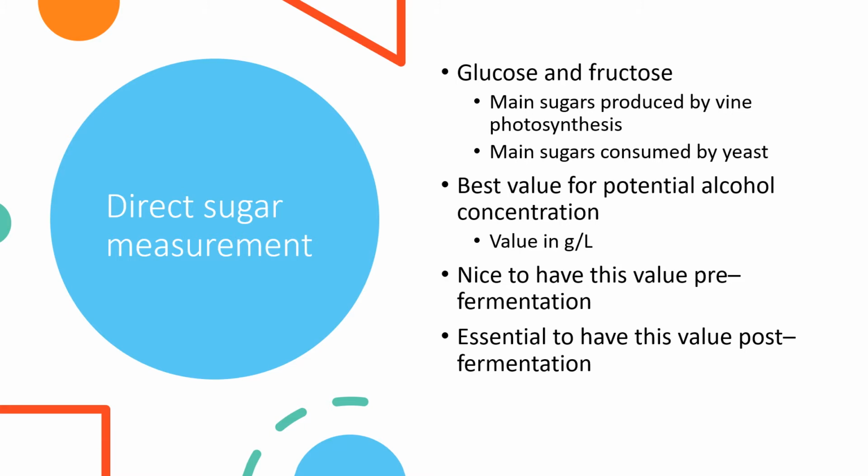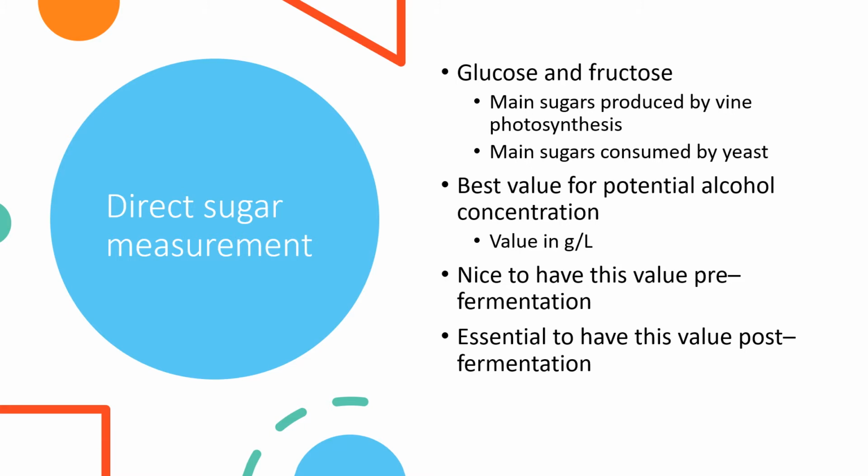So if you actually have a direct sugar measurement, that's the best value to use for calculating your alcohol concentration. So when I take a look at ETS reports, we do have a Brix value on there. But what I end up doing is taking a look at the glucose-fructose levels, which are direct sugar measurements, and then dividing it by 10 to get an actual Brix, and then multiplying it by 0.6 to get a potential alcohol level.